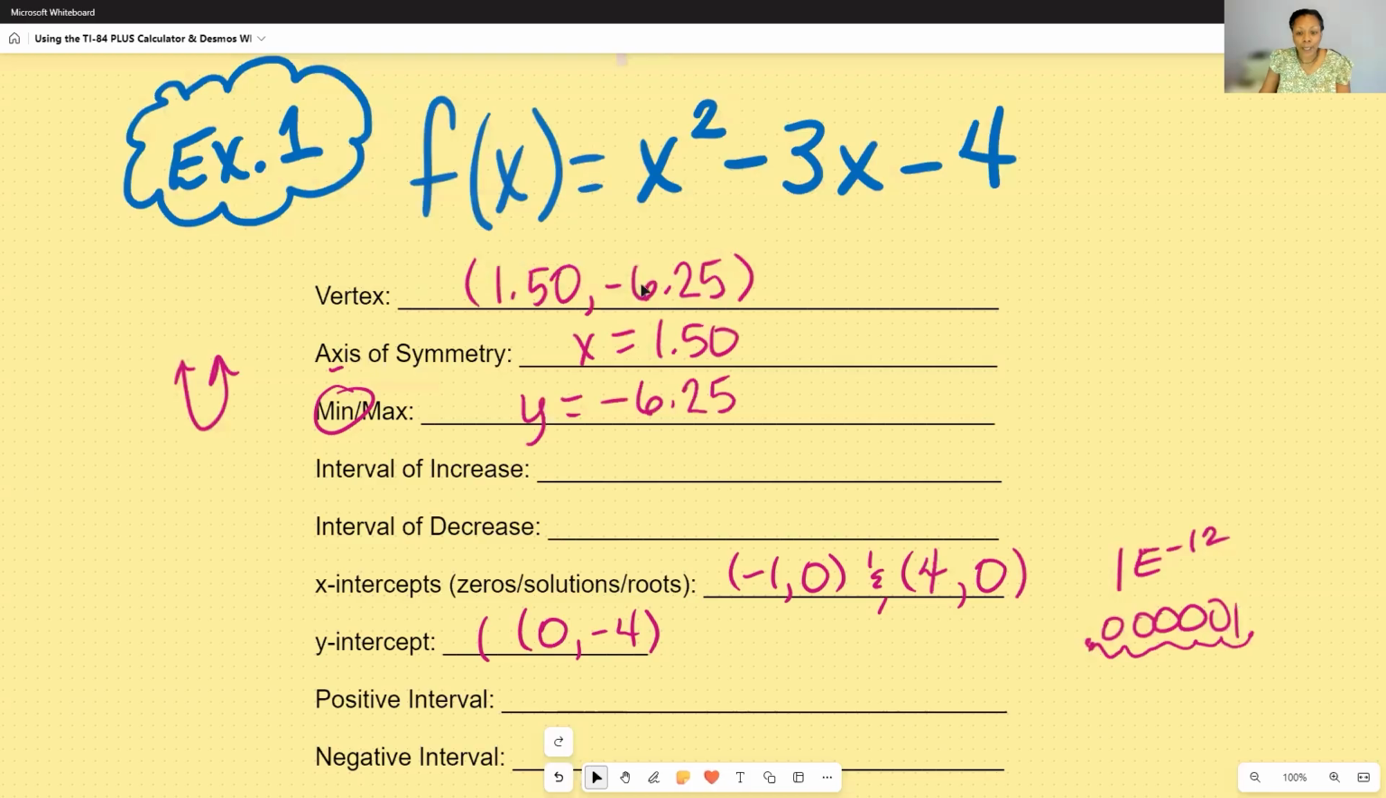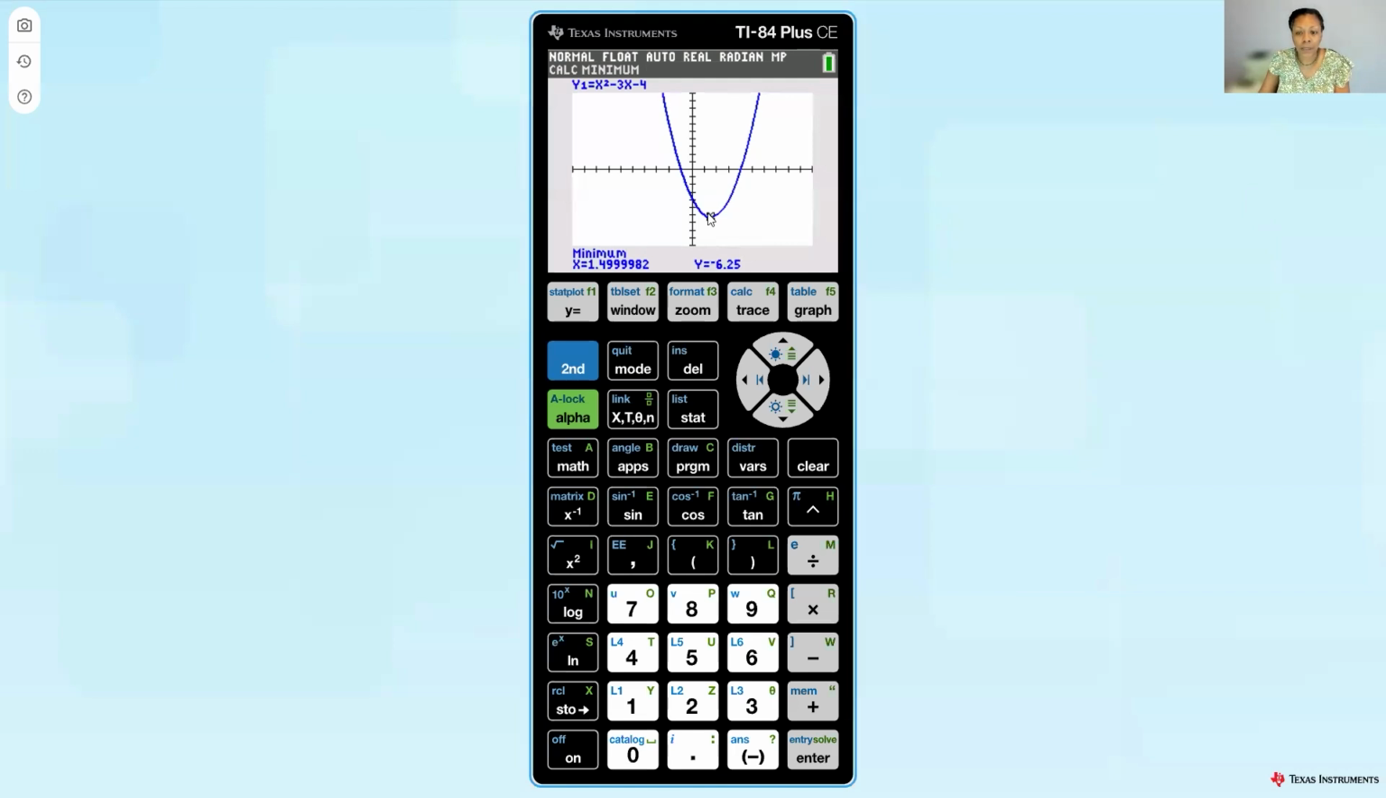So I'm going to write for the interval of decrease, parentheses, negative infinity, and then whatever my x value was for my vertex. If I know my vertex, I can fill out a lot of stuff. So now for my interval of increase, well, if I decrease down to 1.5, guess what? I'm going to increase from 1.5 to positive infinity. So let's go look at the graph. So I decreased and I stopped, and now I'm going to increase. So 1.5 all the way to positive infinity, because positive infinity represents going to the right.